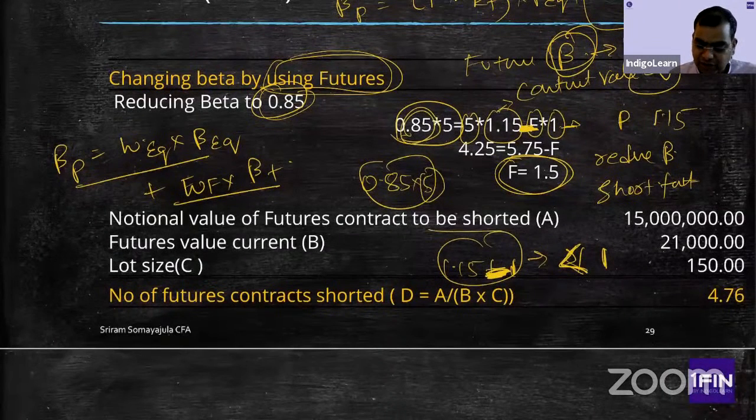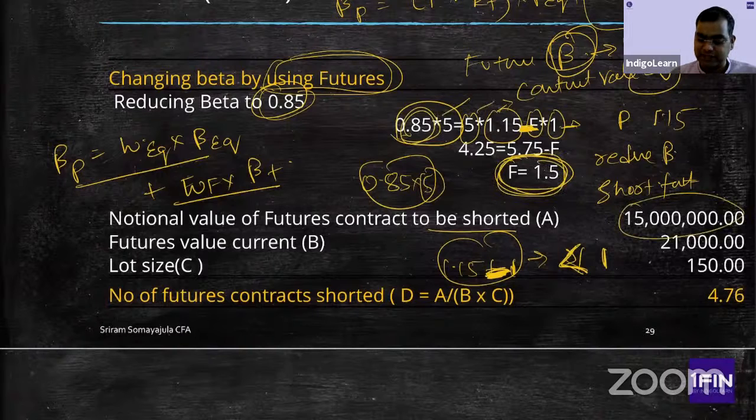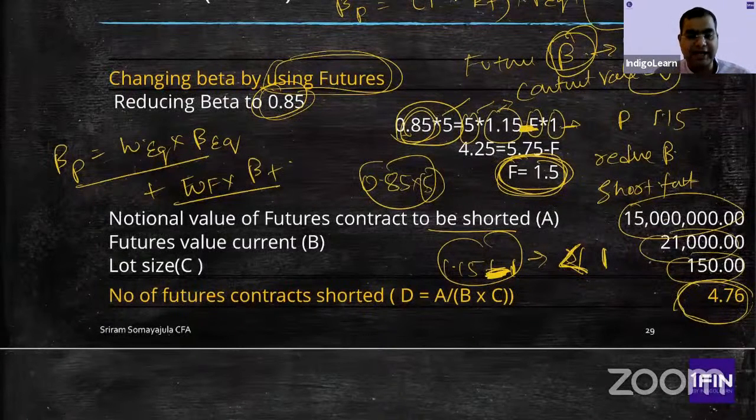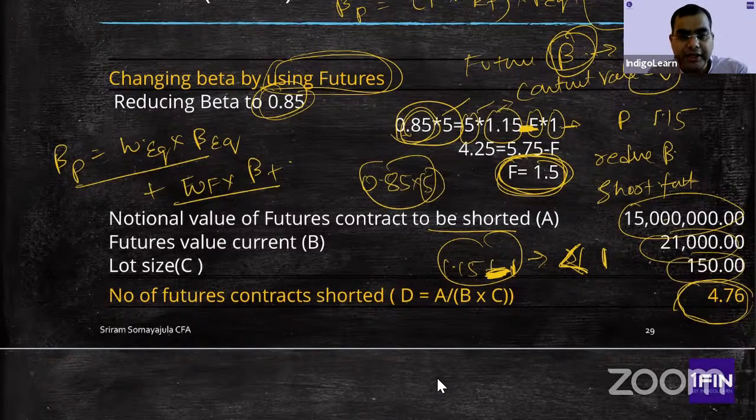So the notional value of futures contracts that you have to short here, F, is 1.5 crores. Note all these terms are in crores. The value of the index is 21,000 and the lot size is 150. You divide 1.5 crores by 21,000 by 150, and you'll get the number of futures contracts to be shorted as 4.76. This is the other variety of problems that you can be asked in the exam. Any other question that you have?